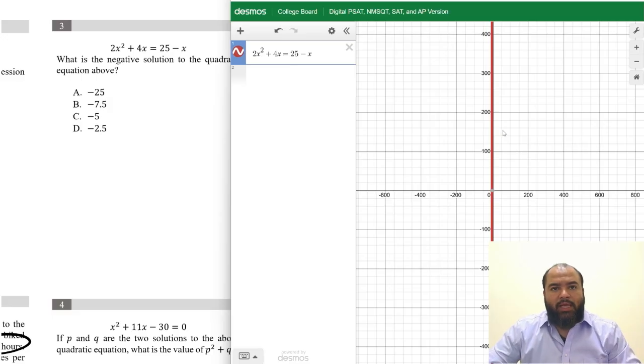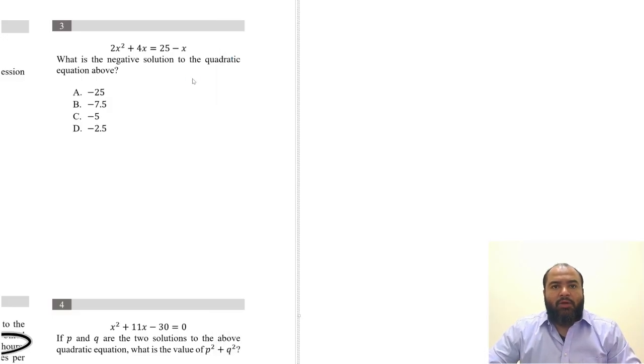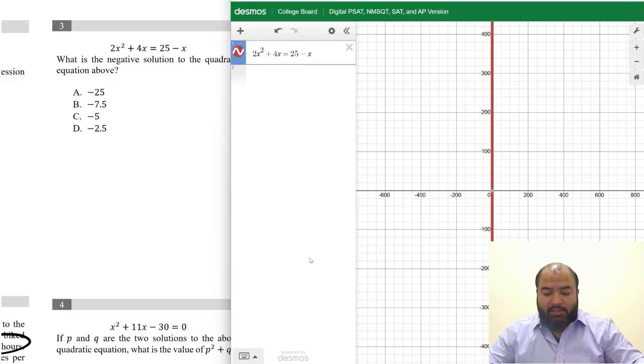Well, question number 3, as I said, we're going to use Desmos for that. I already typed it in. So here, as you can see, the question is asking what is the negative solution of the quadratic equation. So there are 2 points actually. They're so close to each other, but you see that it's a pretty dense line.